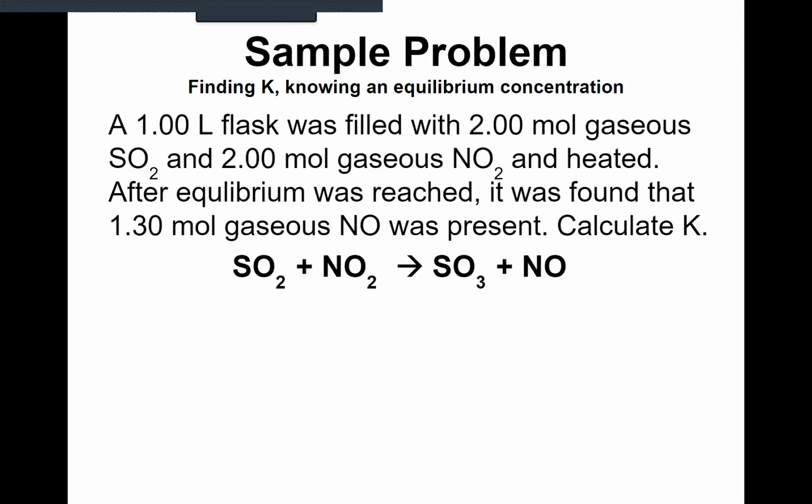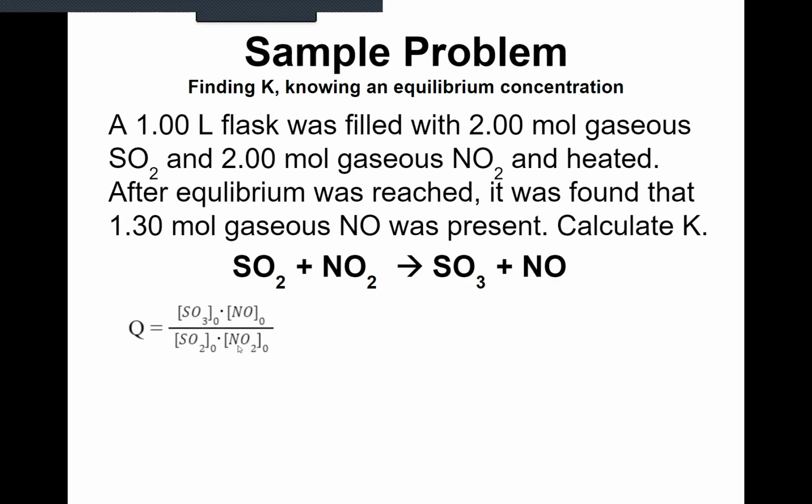Let's try one together. In this case, we're going to be asked to find the value for the equilibrium constant, knowing one of the equilibrium concentrations. A 1-liter flask was filled with 2 moles of gaseous SO2 and 2 moles of gaseous NO2 and heated. Notice those are both of the reactants, SO2 and NO2. Initially, they don't mention the presence of either product. SO3 and NO, those are not mentioned at all. After equilibrium is reached, it was found that 1.3 moles of gaseous NO is present. From that information, calculate K.